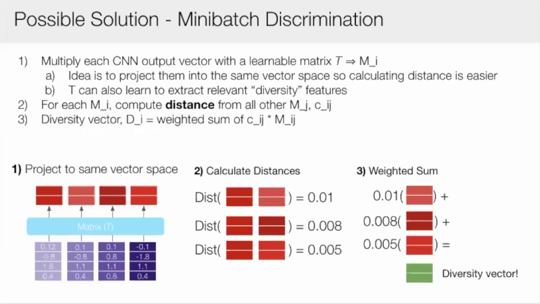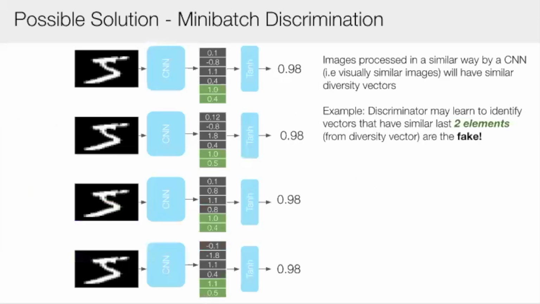Sorry, I don't think that made much sense. For each input vector, we multiply the matrix and we get that red output vector. For each of these red output vectors, we calculate the distance between all of the other output vectors. And then the diversity vector is the weighted sum of the output vectors with their distance from the other output vectors. So if all of these vectors are very nearby each other, the distances will be very small, and that will be represented in the diversity vector.